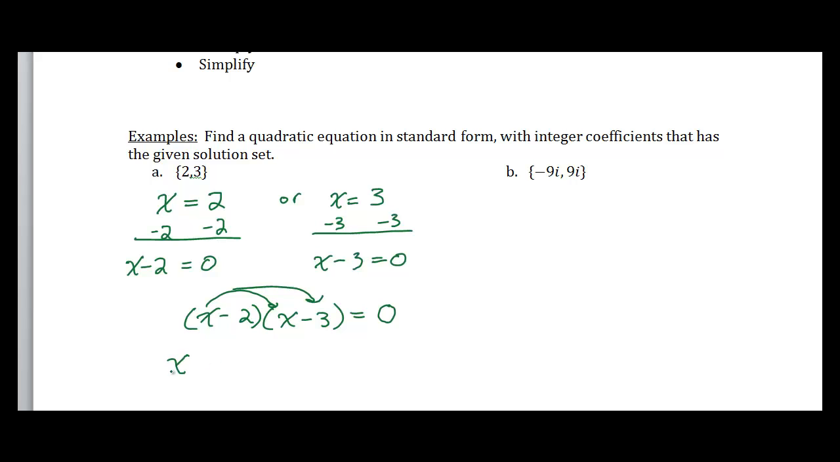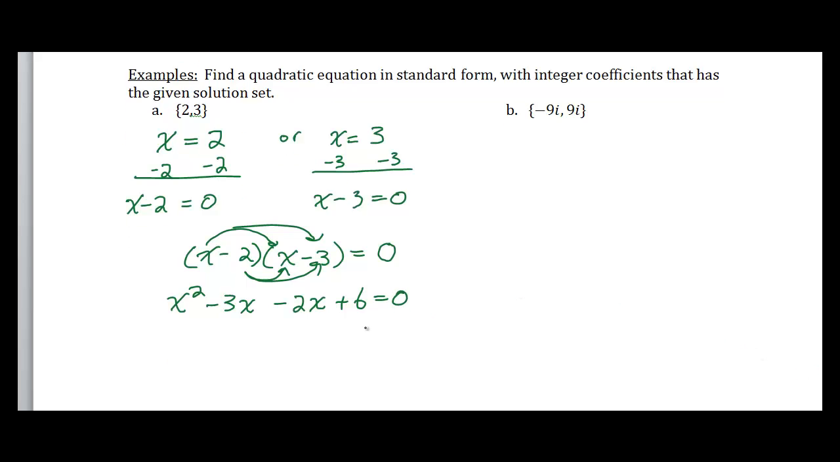I get x squared minus 3x, and I have to distribute here, minus 2x plus 6 equals 0. And I can combine my middle two terms, that negative 3x and negative 2x. I get x squared minus 5x plus 6 equals 0. So it's working backwards. What we normally do is start with our equation. If we're using factoring, we'll go all the way up to this step right here and factor. Then we set everything equal to 0, and then we solve for x. We're just doing everything backwards here.